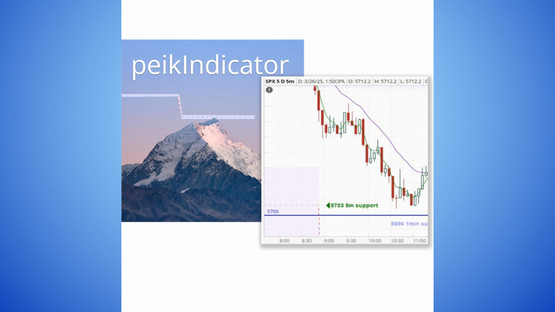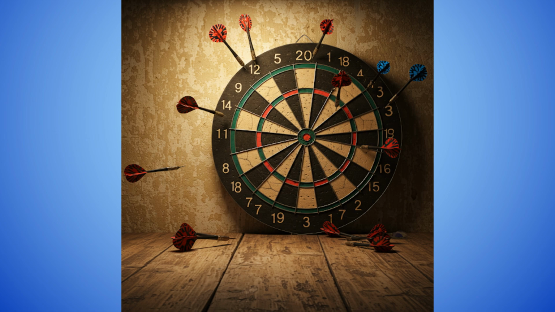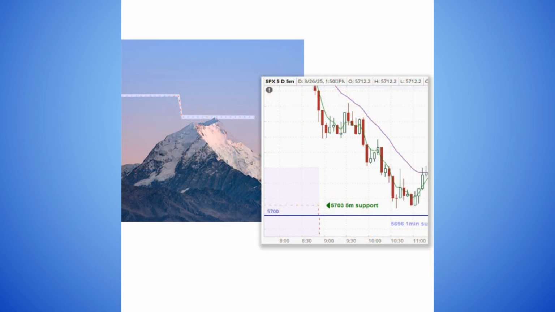Yeah, exactly. But what really got my attention was where this indicator apparently came from. A website called technicalindicatorsThatSortOfWork.com. Oh, wow. Okay, that's pretty upfront. Right. You've got to appreciate that level of honesty. Absolutely. It kind of acknowledges that technical analysis isn't always a sure thing, but at the same time, it hints that there might be something valuable there. That's it. It piques your curiosity.